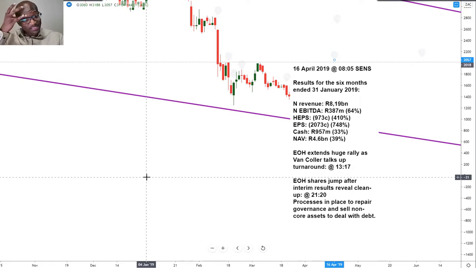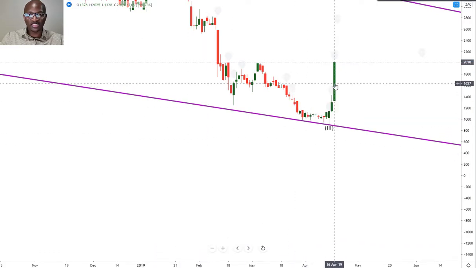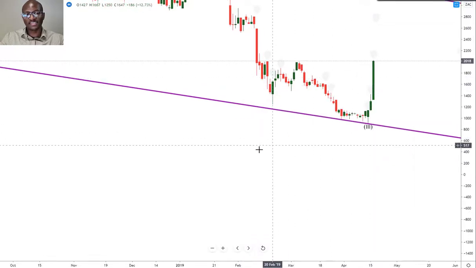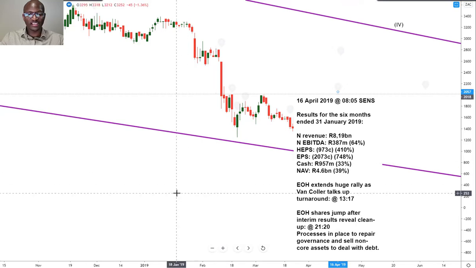So the results for the 6 months ending January 2019, all the metrics down and down big time. EBITDA down 64%, headline earnings per share down 410%, earnings per share down almost 750%, cash on hand down 33%, NAV down 39%. But the market shoots up, and that day it was up 55%.